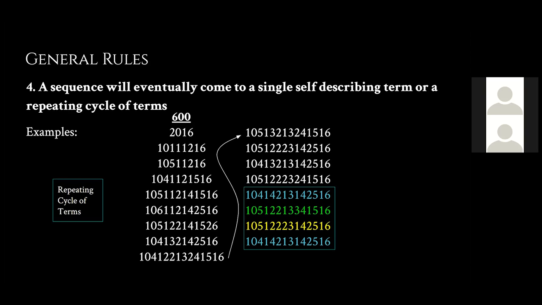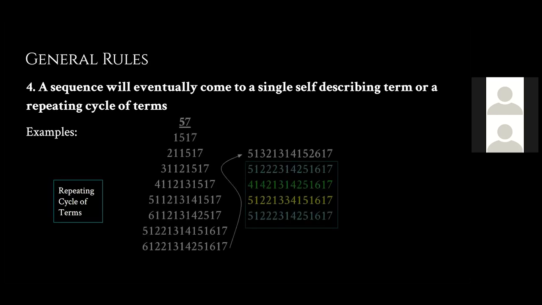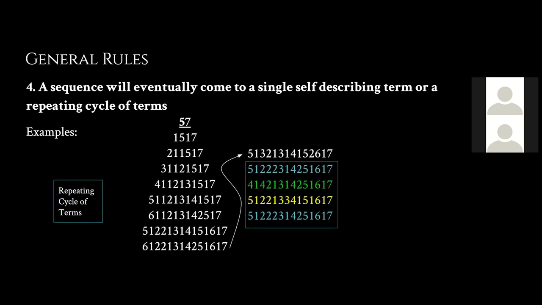If we describe the blue one, we get the green one. If we describe the green one, we get the yellow one. If we describe the yellow one, we get back to the blue one, which is exactly the same as this number. So this cycle is going to keep repeating itself over and over. We're going to have the same 3 numbers repeating forever. So for these, that's when we say it's going to end: when we have a repeat in the set of numbers. And then we can see this again in 57, also with 3 repeating terms.